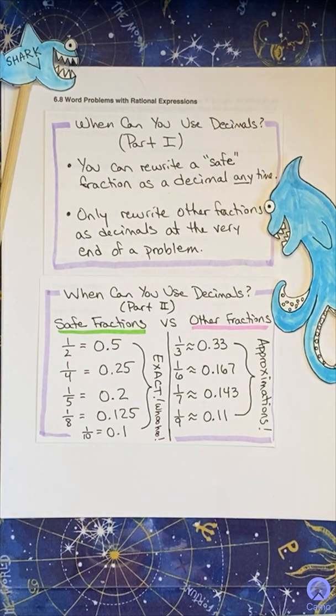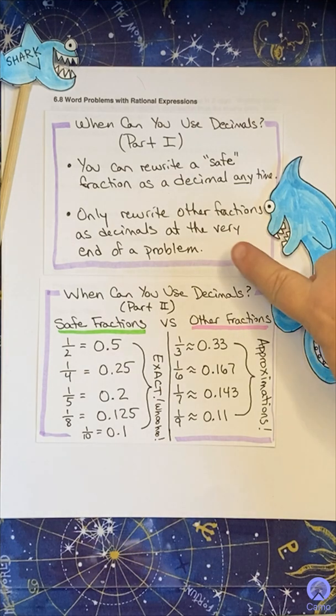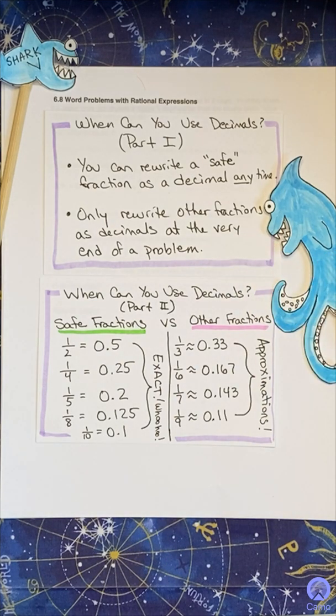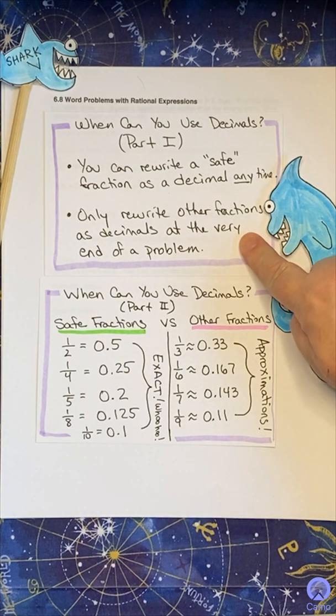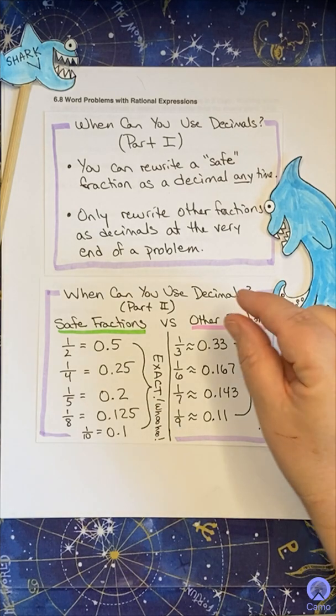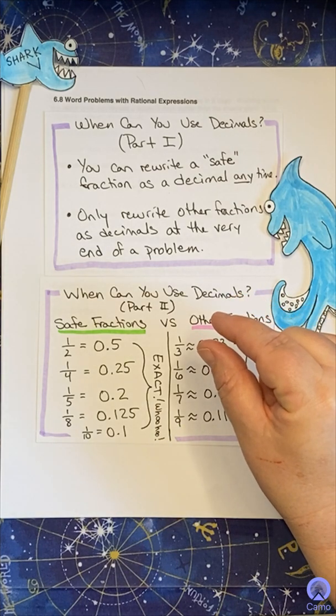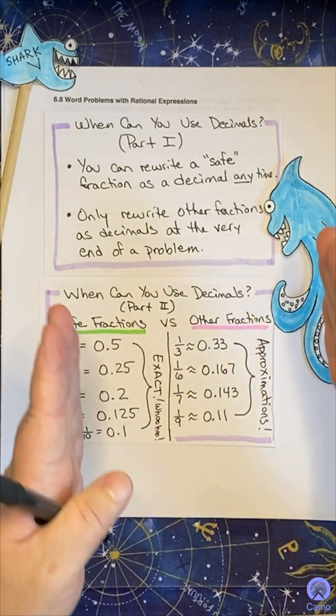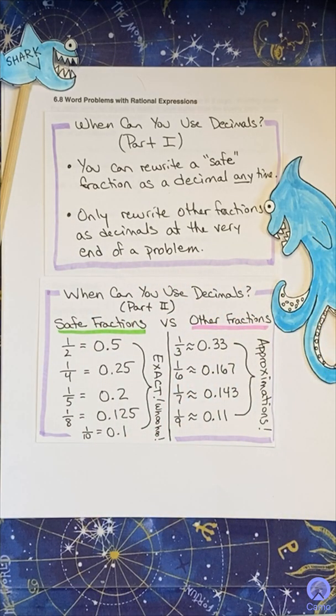It's a good question. The answer is you can rewrite a safe fraction as a decimal anytime because they are exactly equal. Other fractions, the ones that are not the safe fractions, you can only rewrite as decimals at the very end of the problem. Basically, if you use a decimal approximation in the beginning of a problem, the little tiny rounding that you do can, by the end of the problem, be massive. You can be completely off of the correct answer.